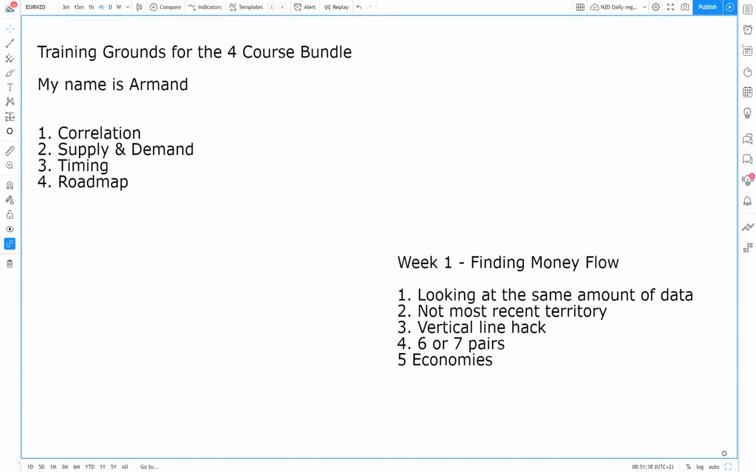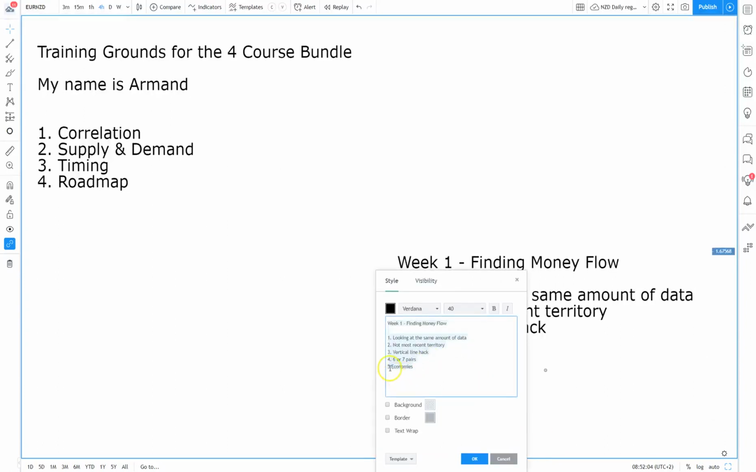And I will be covering a few things here apart from some examples which will come up in the next videos. In this video, I will also cover the 5 points that you see in the lower right corner, which is looking at the same amount of data, not most recent territory, vertical line hack, which will also be covered in the examples, 6 or 7 pairs, and economy. So, I see that I made a small mistake there, so let me correct that as I go.